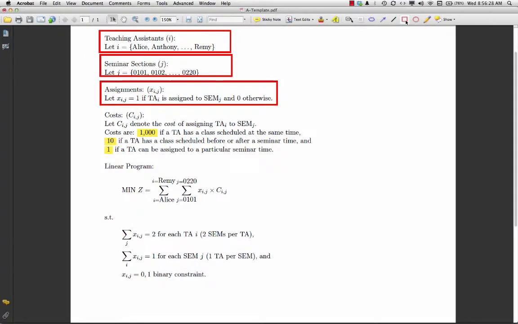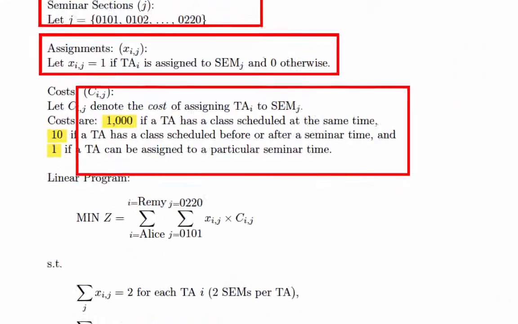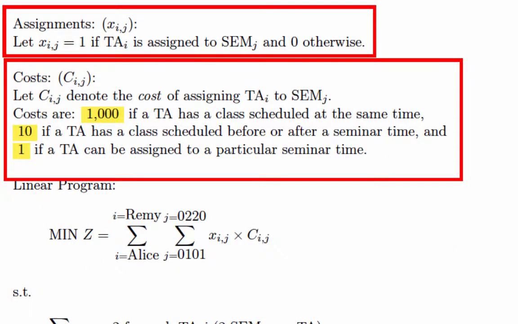And I mentioned the cost piece. So I have costs, and the costs are basically as follows. If there's a conflict, if a teaching assistant has a class scheduled at the same time, the cost is 1,000. You can't make that assignment. If they have a class either just before or just after, then the cost is 10. It is possible to assign them to that, but there is that slight cost. And then finally, a cost of 1 if they can be assigned at that particular time.